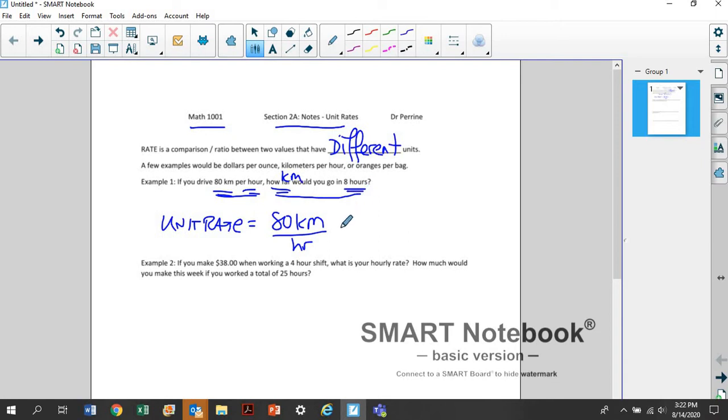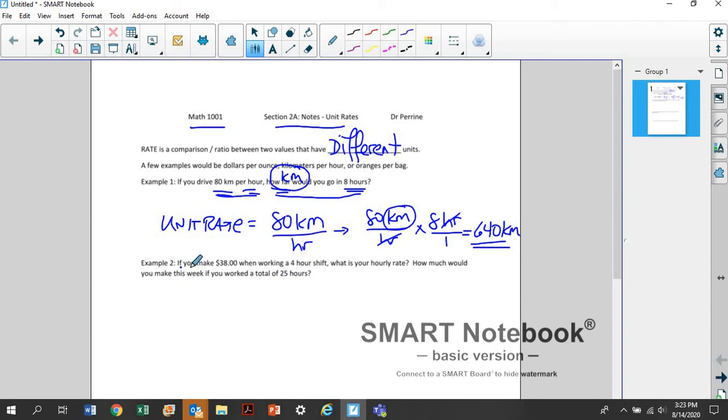I'm given 8 hours. So if I take this and I multiply the unit rate times the number of hours, look at this. Hours on top, hours on bottom, they divide away. And 80 times 8 is 640 kilometers. And the km unit is still there. The hours divided away because there was hours on top and hours on the bottom, and the kilometers stayed, and that's what I wanted my answer to be in. So that's one way you understand how to multiply or divide, or how to do what you need to do, is lay it out and then look at your units.